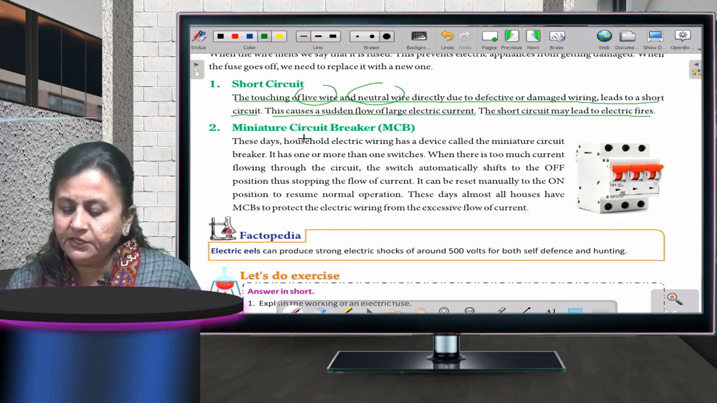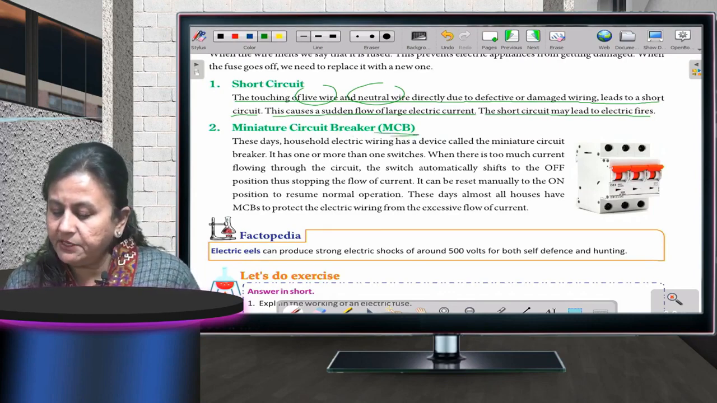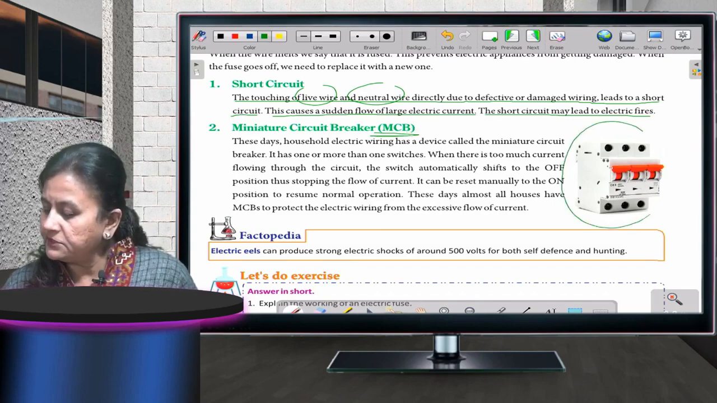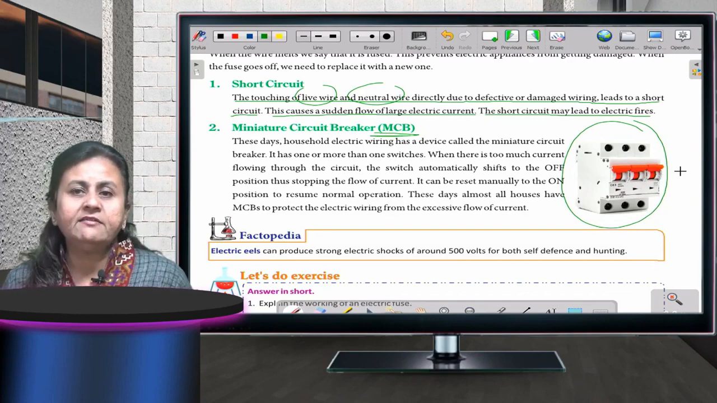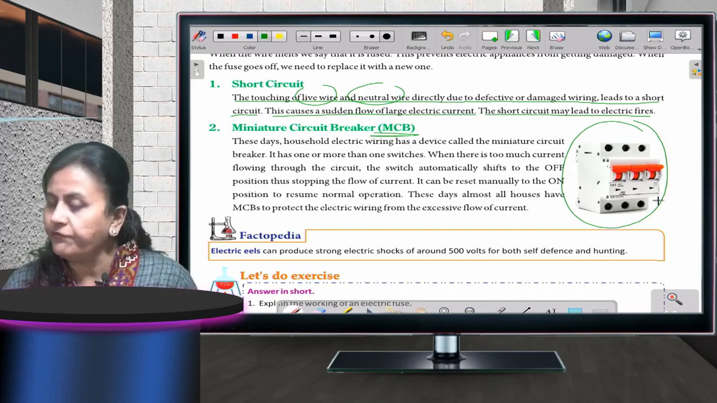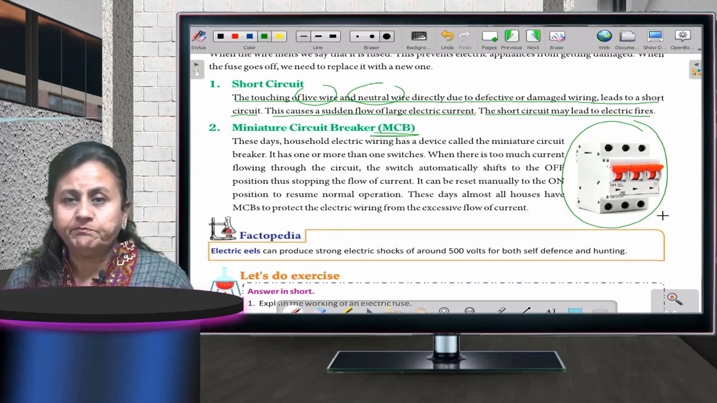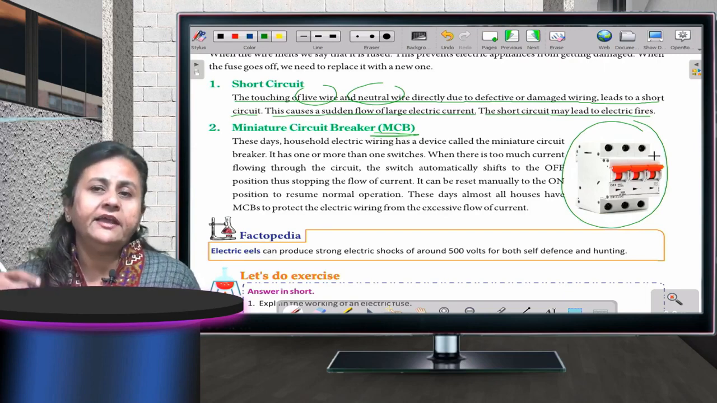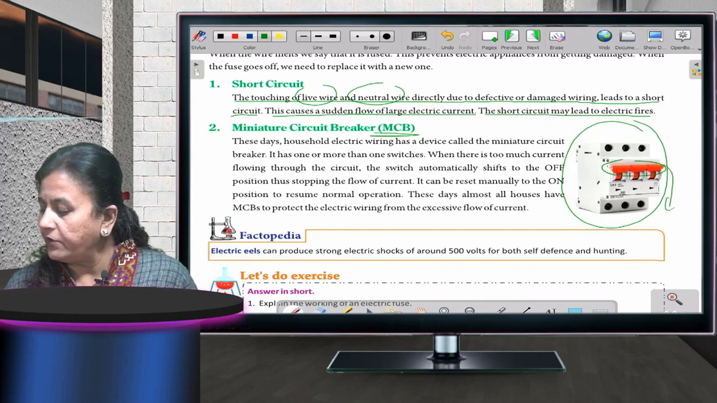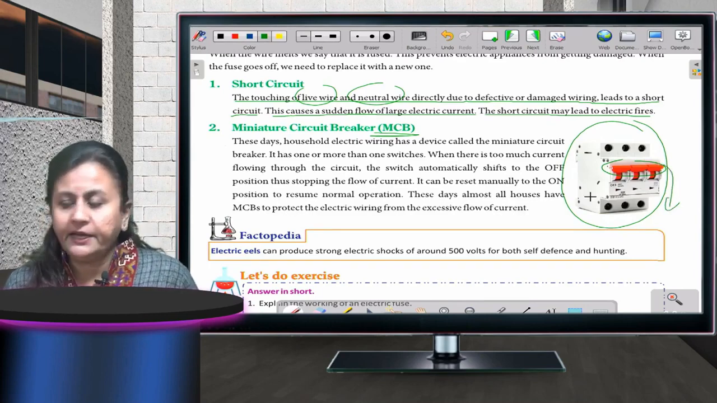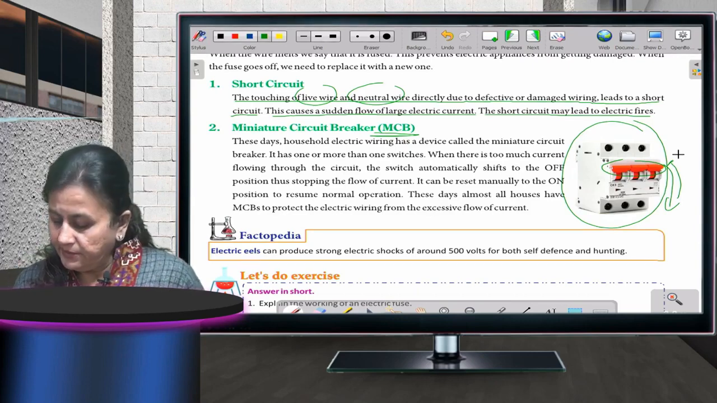Now miniature circuit breaker, the MCB. You must have seen, in this diagram also, in every house you would find an MCB. In case there is some fault in the electricity, the MCB falls down. If any appliance of yours gets damaged, the moment there is a fault, this MCB, the red part, falls down. Then you go again and push it up, then again the electric current would start flowing.